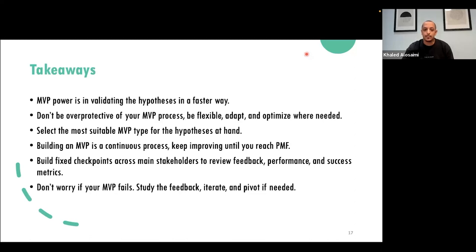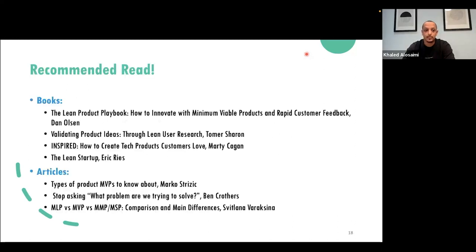Again, it depends on the product situation that you have at hand. Don't worry if your MVP fails, because this is what we need to do. This is what we aim to get. Not failing exactly, but the feedback that will improve and allow us to iterate our product and what we are trying to achieve. Always, always, always be open to pivot. Always be open to kill your idea and switch. Because again, at the end of the day, what we are aiming for is listening to our end users or target customers.